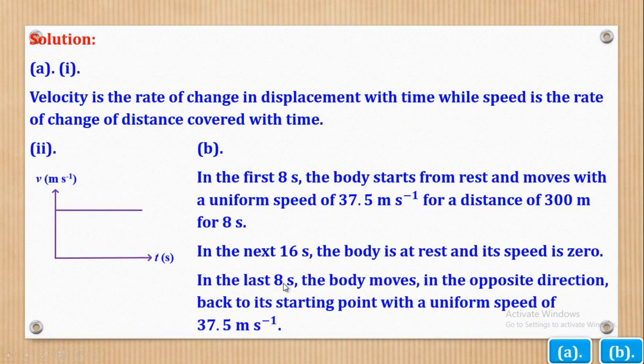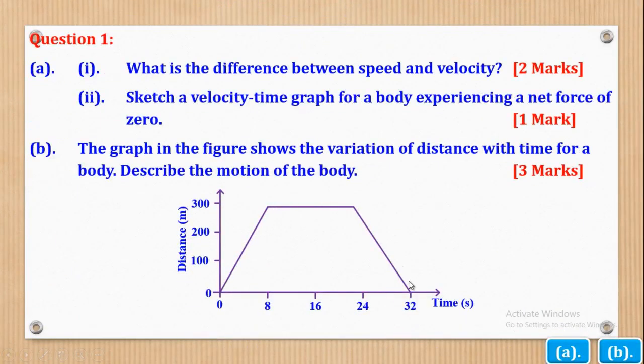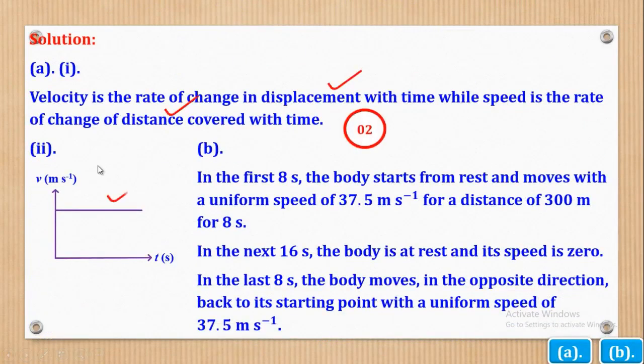And in the last 8 seconds, the body moves in the opposite direction back to its starting point with a uniform speed of 37.5 meters per second. So the keyword here is opposite direction, because here it was going in this direction, but now it is going the opposite direction. So that's how marks for this slide would be awarded. So now we shall go to part C.